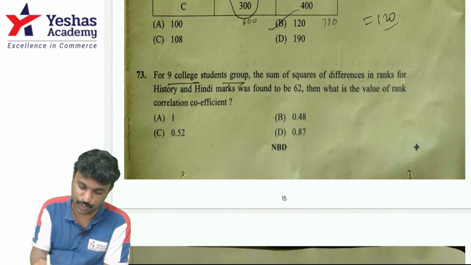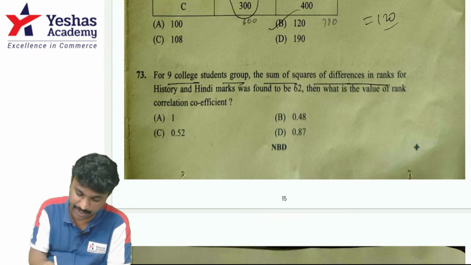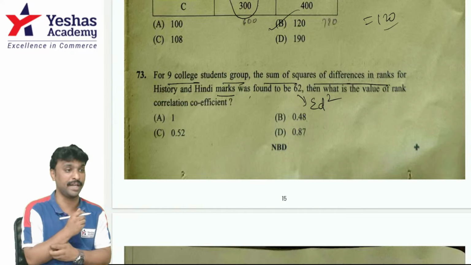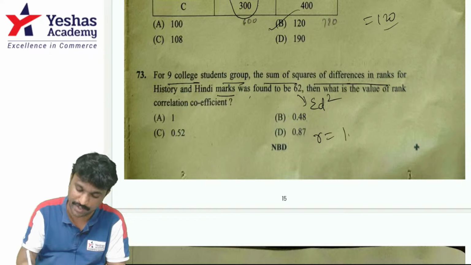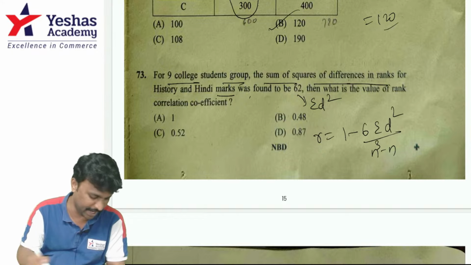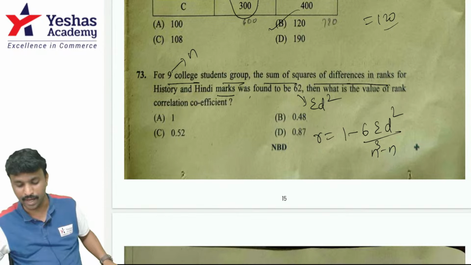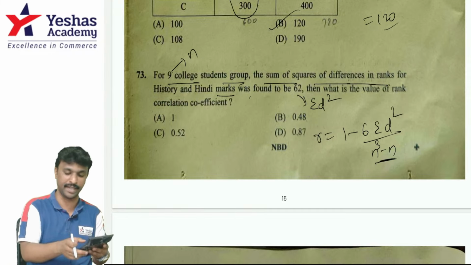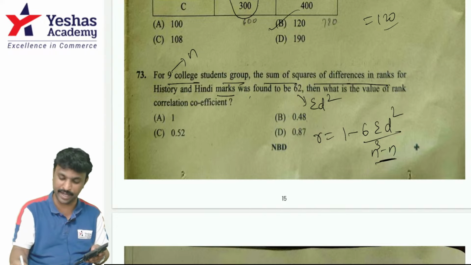For a group of 9 college students, the sum of the squares of the difference in ranks for history and Hindi marks is found to be 62. That is sigma d square. Summation d square is 62. What is the value of rank correlation? Let's do it. R is equal to 1 minus 6 into summation d square divided by n cube minus n. Here n value is 9. So for n cube minus n, type n first, that is 9, press into, for cube equal to twice, minus 9 because n is equal to 9.